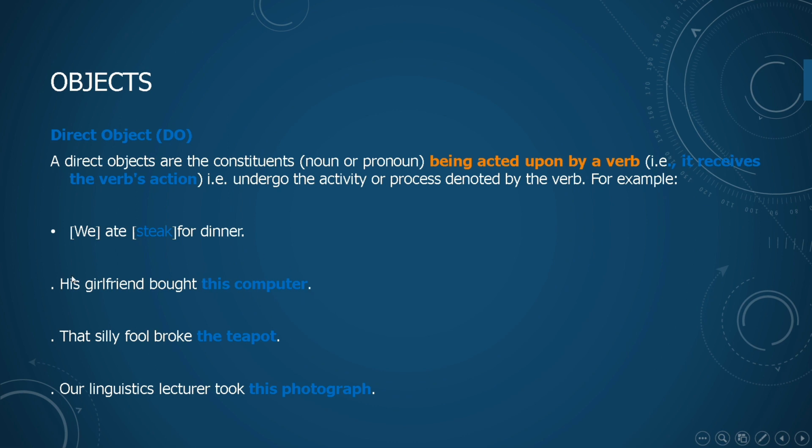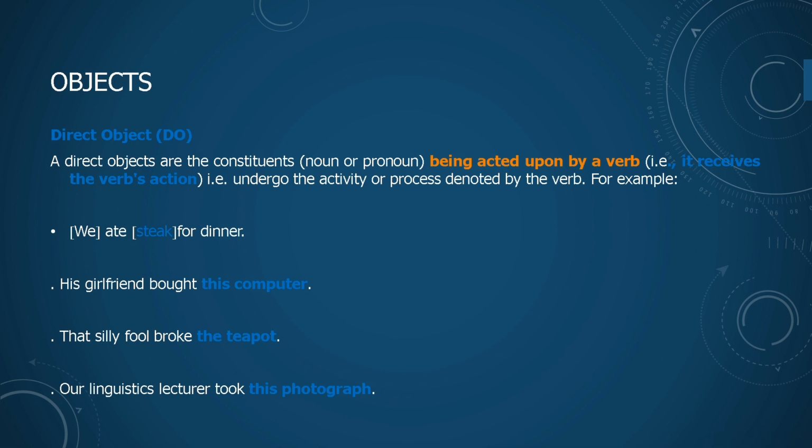Again, that silly fool broke the teapot. The teapot is the object. Our linguistics lecturer took these photographs. So let's analyze this sentence. Our linguistics lecturer is the subject, took this photograph is the predicate, and within the predicate we have the object, this photograph, which is a noun phrase as well.